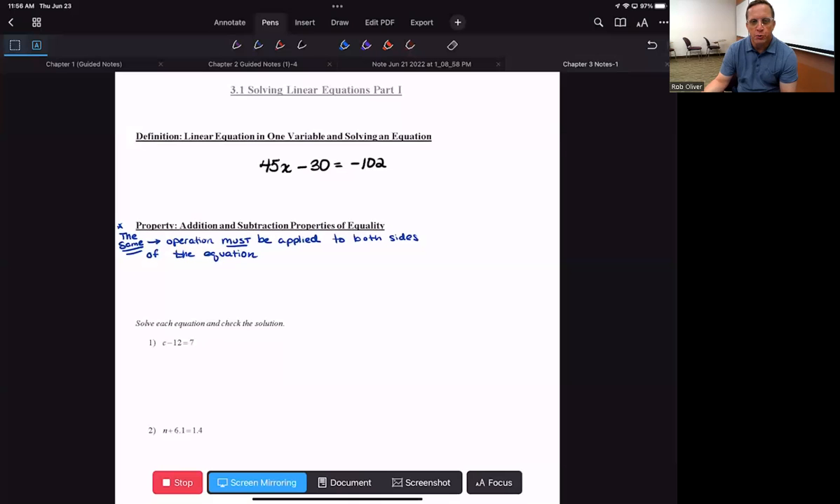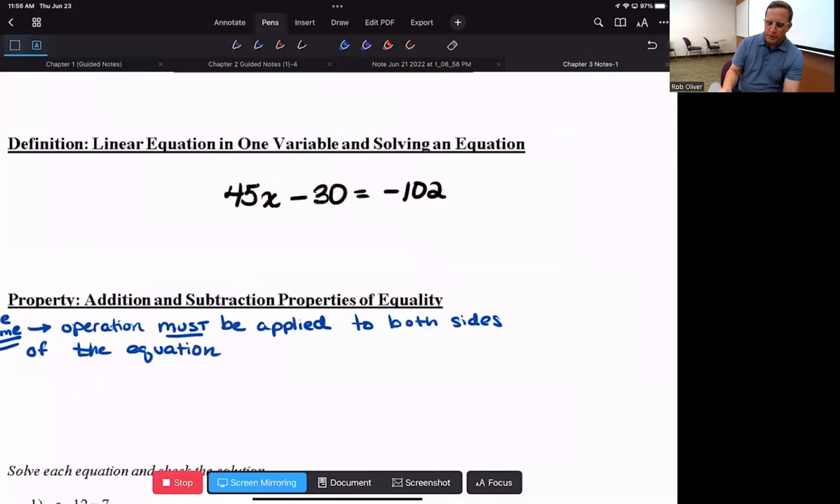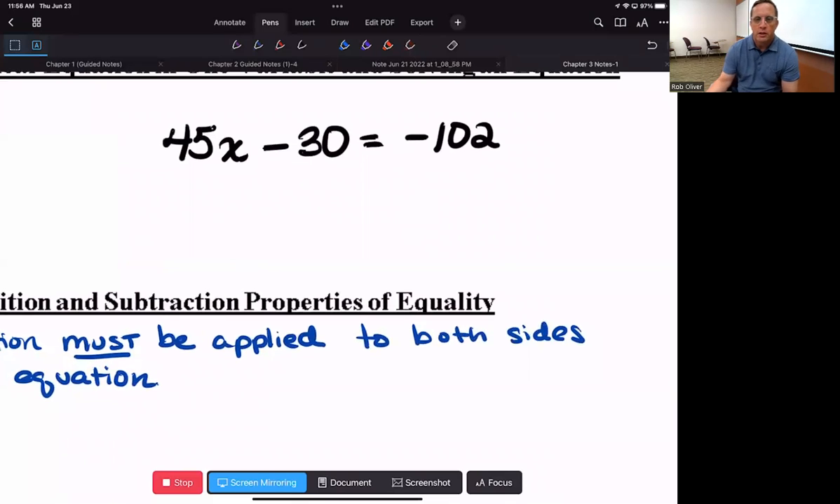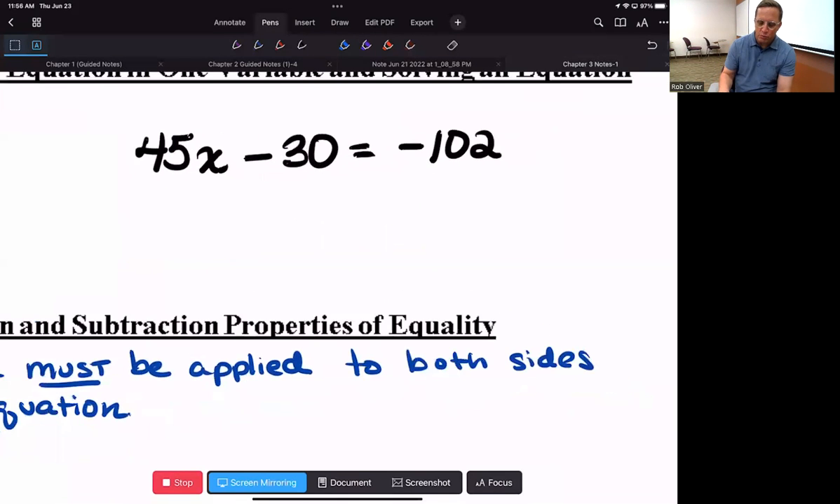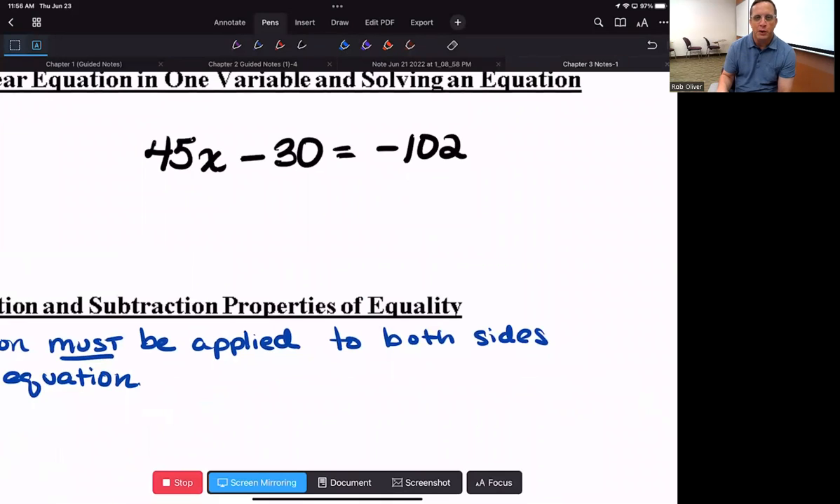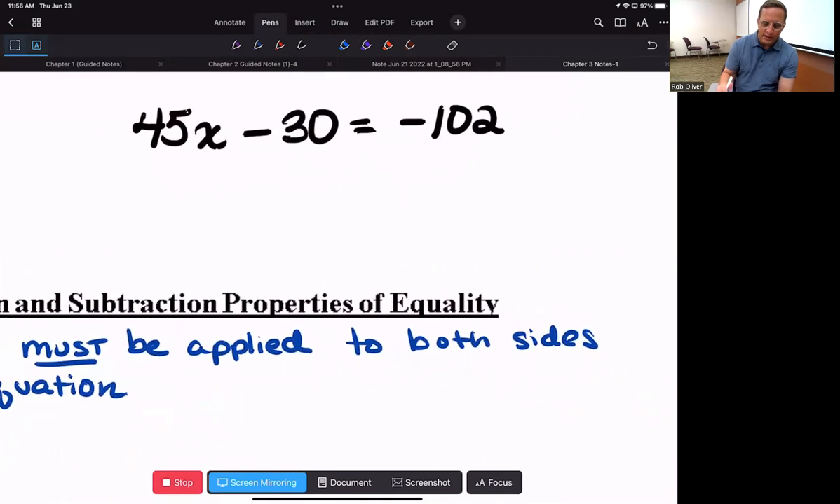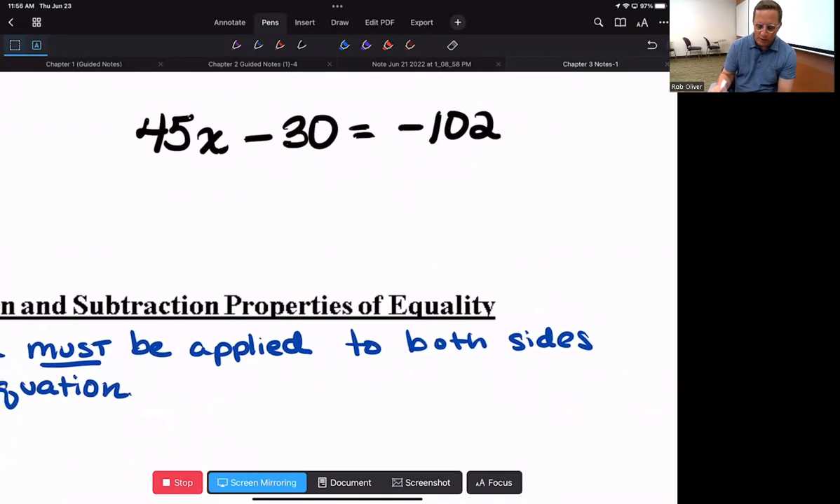The first part of your notes, we've got the definition of a linear equation. What I did was I just wrote down a linear equation. That's an example of a linear equation. There are billions of different types of linear equations you can have, but I just want to show you what makes this a linear equation with one variable. Obviously, it has the one x in it. And it's an equation because it has an equal sign. That's what makes it an equation.